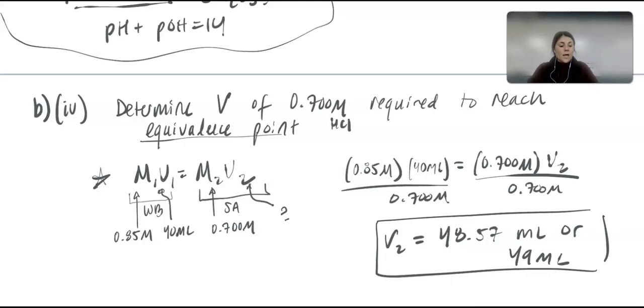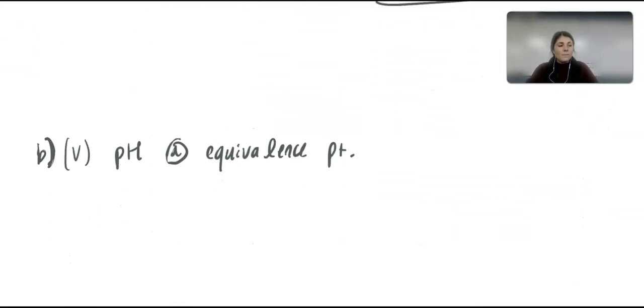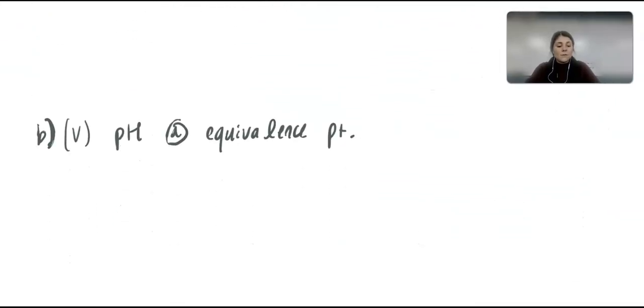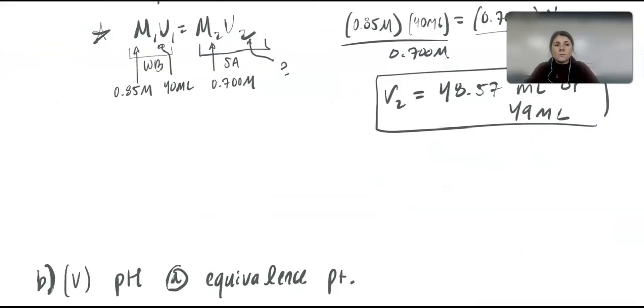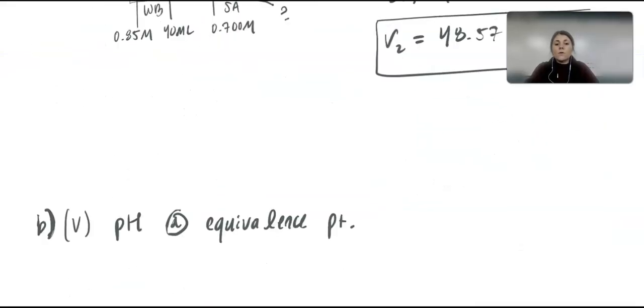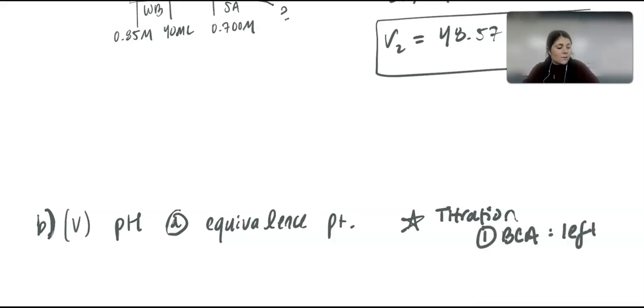Okay. And then the last part, B5. We want to solve for the pH at equivalence point. So what's going to happen is we solved for volume and all that stuff, but this isn't really going to tell us much. If you're wanting to solve for a pH at equivalence, this is going to be a titration problem, and you're first going to have to do a BCA table to see what is left.